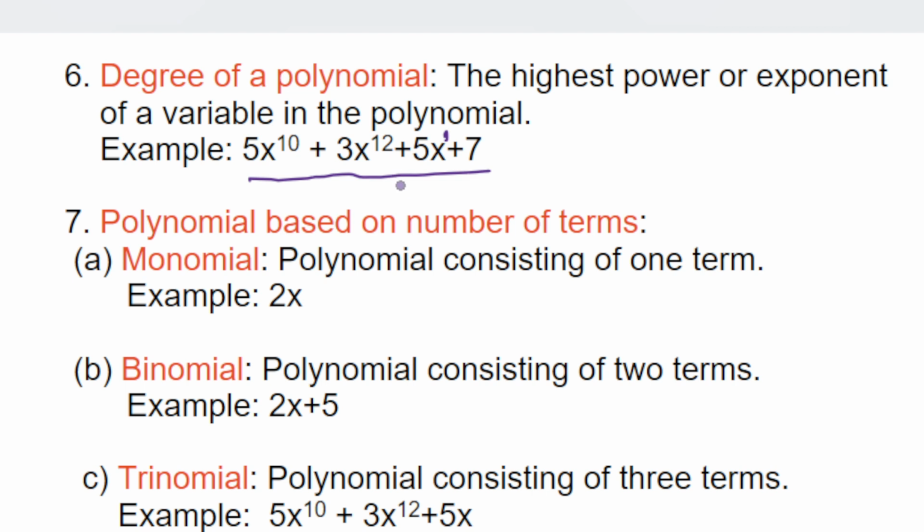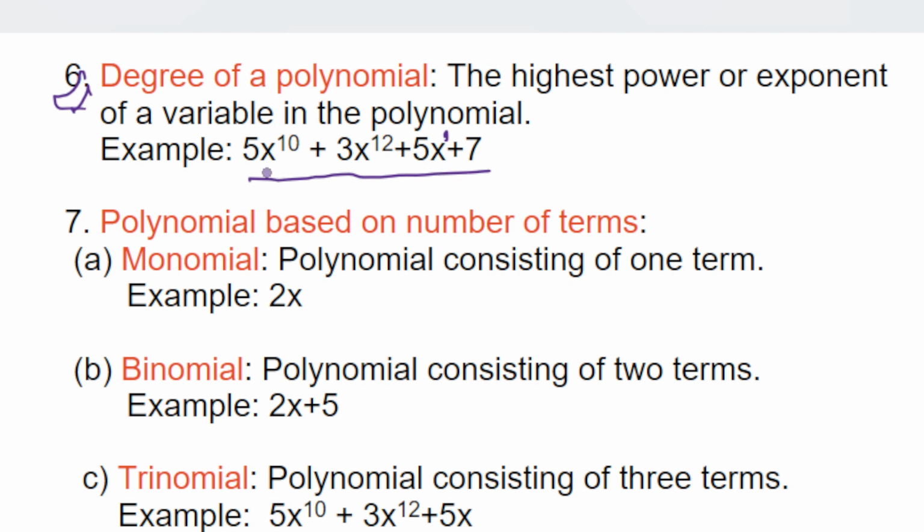First thing you have to make clear is that it should be a polynomial, which means the power of the variable should be a whole number. Okay, so this is my polynomial. Next is degree. So degree will be the highest power, or the highest index, or the highest exponent of the variable in the polynomial.